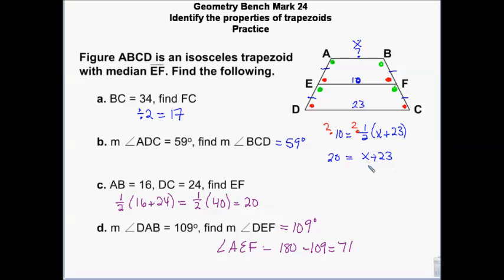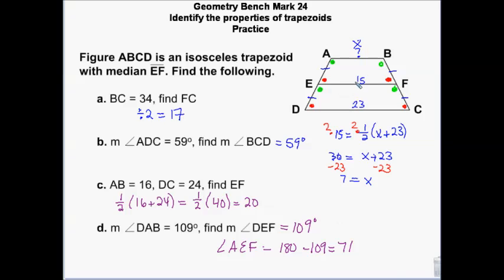And then, well, that was just bad math. Let's make that not 10. Oops, too big. I just made a bad example, that's all. We'll make it 15. So that makes that 30. Subtract 23 from both sides, and you get 7.